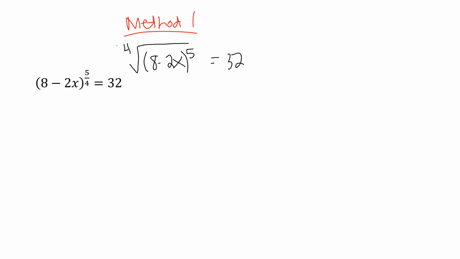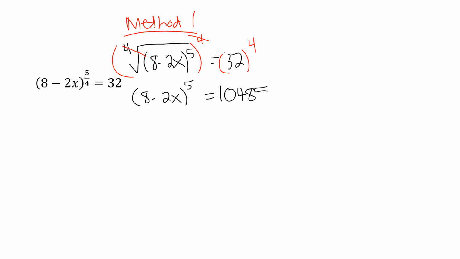So the first thing I'm going to do to get rid of the 4th root is to raise both sides to the 4th power. The 4th power will cancel out the 4th root. So now we have 8 minus 2x to the 5th power equals a really big number. 32 to the 4th power is, oh goodness, 1,048,576. Okay, all right.